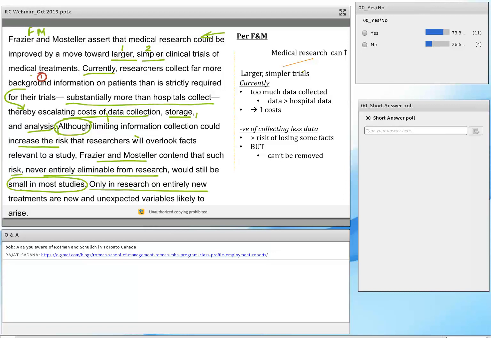Only in research on entirely new treatments are new and unexpected variables likely to arise. What is the significance of giving this part here? What is the purpose of this last line?